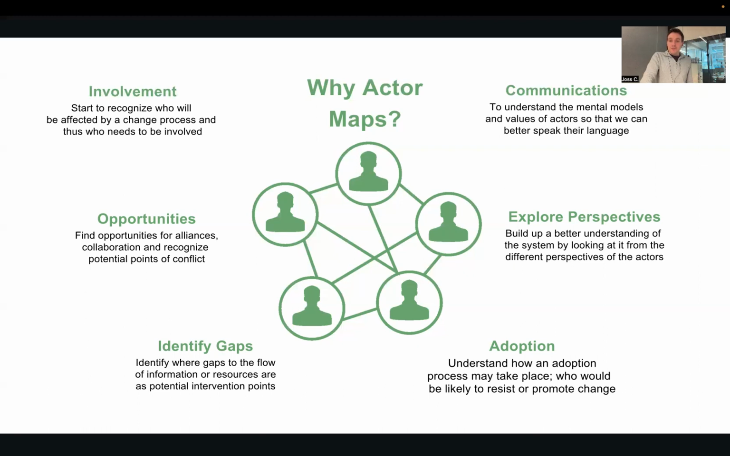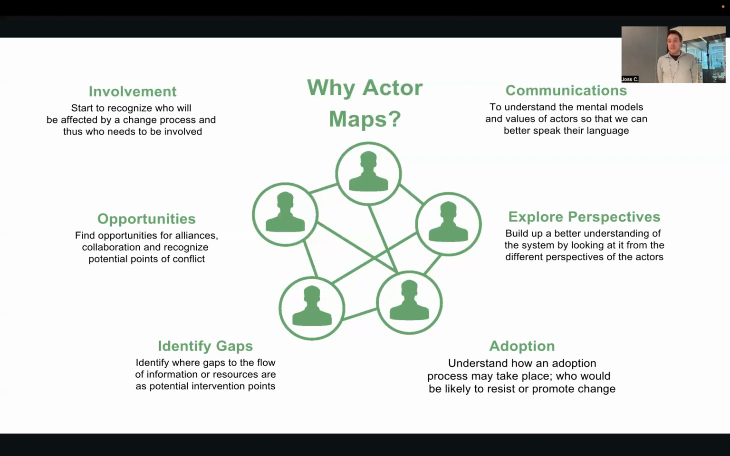It's about adoption, understanding how an adoption process might take place, and who would be likely to resist or promote the change. Where can we start? That would hopefully pop out of that, right? At the beginning, we want to find those people who are most likely to adopt. So we can start thinking about the adoption curve. And if we have that actor map, we can understand better who those people are, and who the people we wouldn't want to talk to initially, maybe later on.